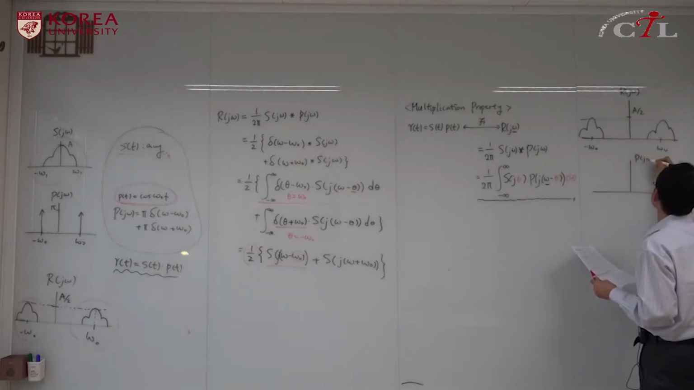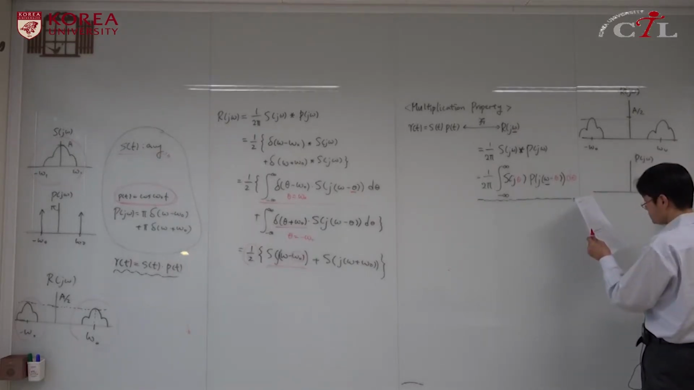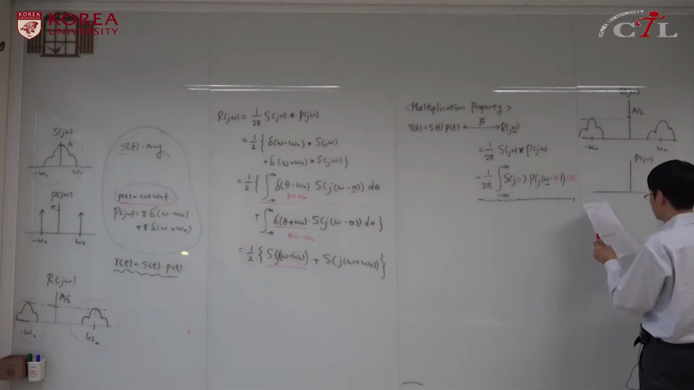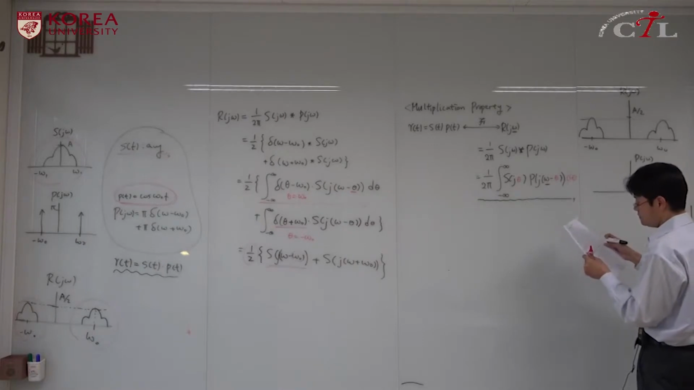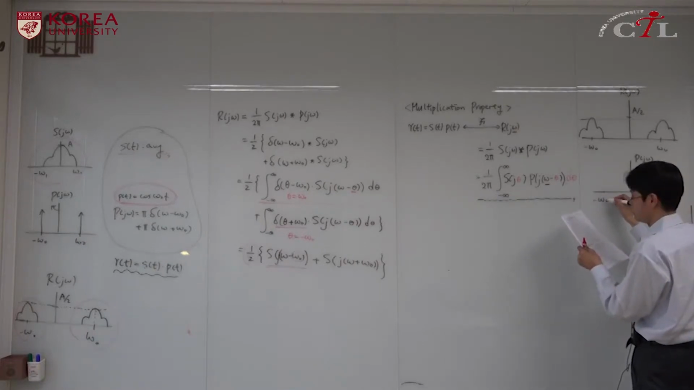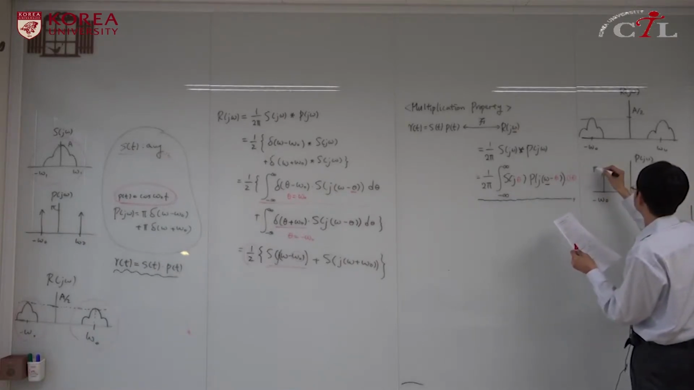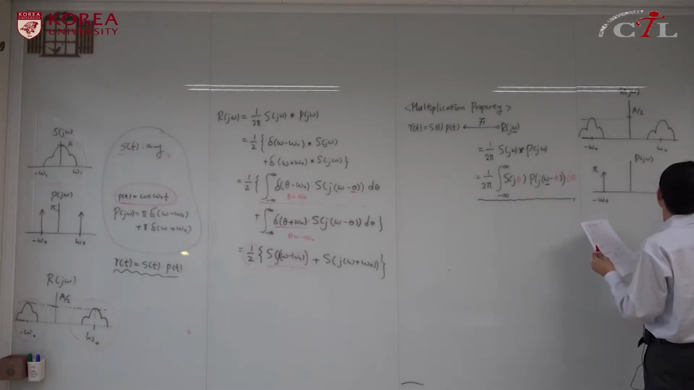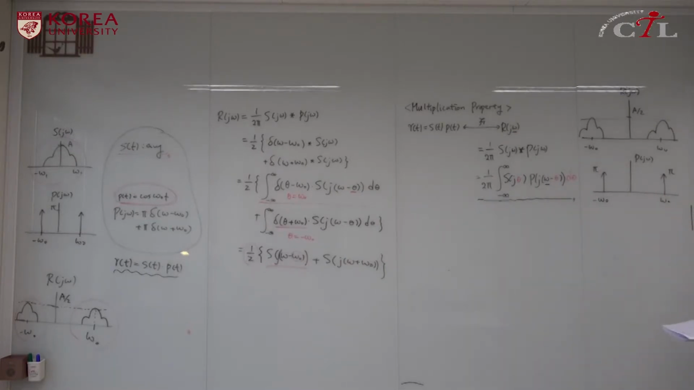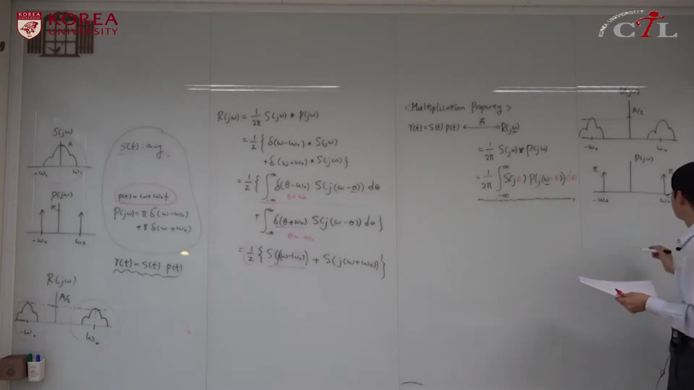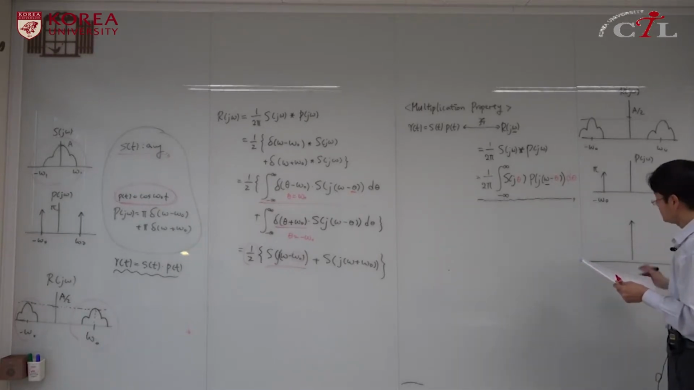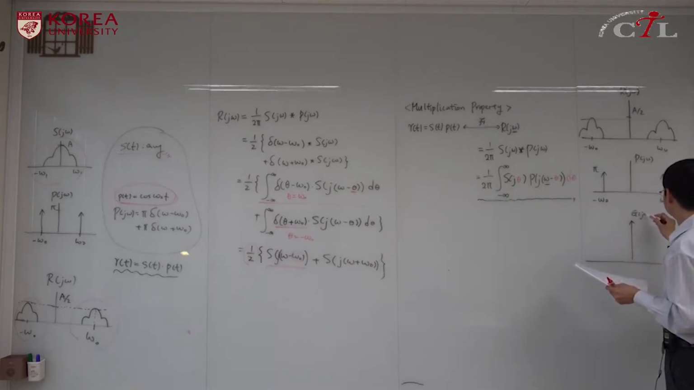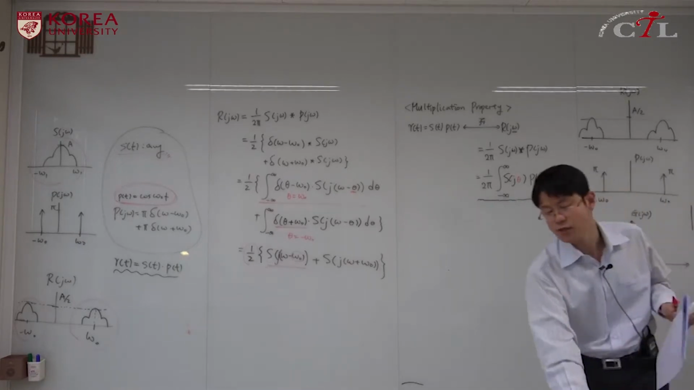So P(jω) is at ω0 and minus ω0, and it's π. Then if we do the convolution of those two things, let's see what happens. Okay, let's say G(jω) is their convolution. Let's calculate it.